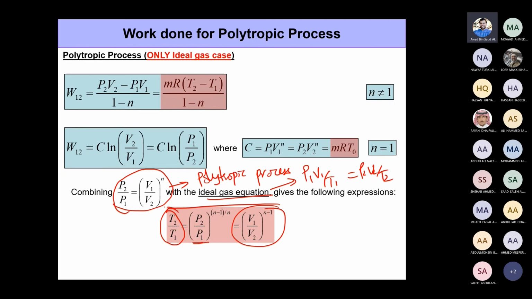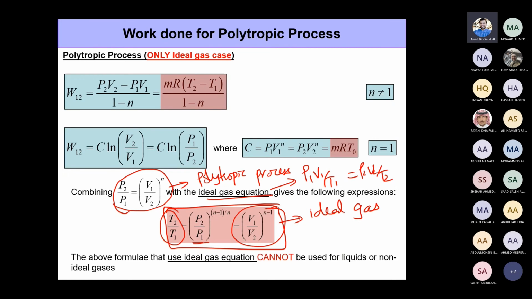Again, this is in red, so this applies only for an ideal gas, or only when the ideal gas equation is applicable. So of course, it cannot be used for liquids, nor can it be used for non-ideal gases. When Z, the compressibility factor, is not equal to 1, we cannot use this equation. All right. So everything here on the slide in red is for ideal gas. Everything else is a general formula. Okay. Any questions?